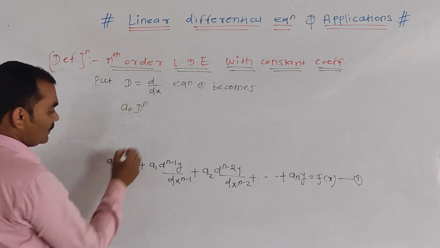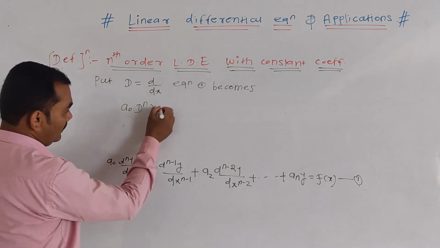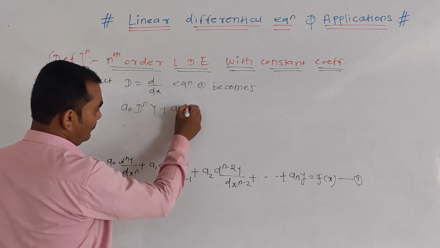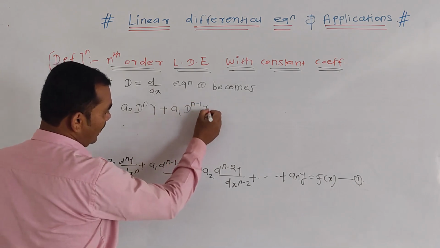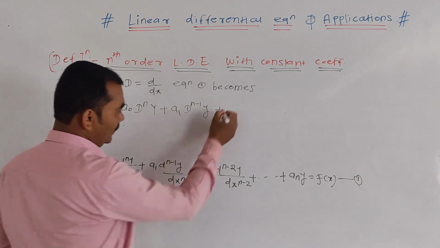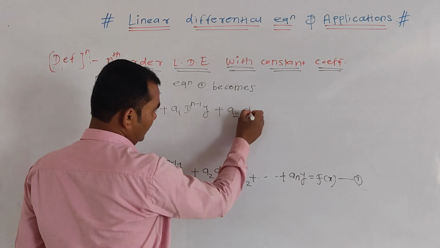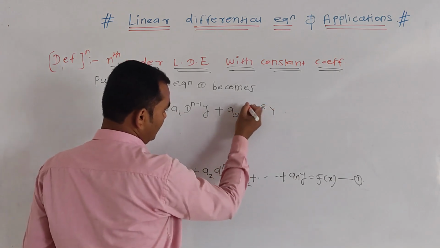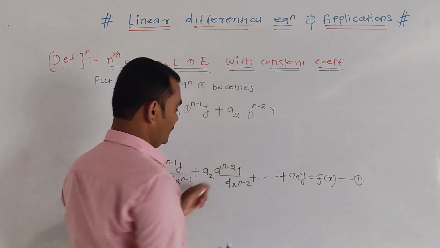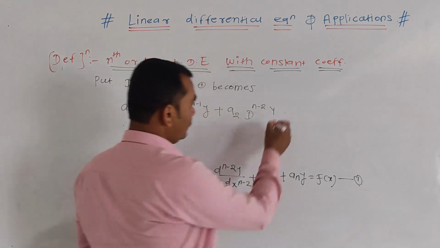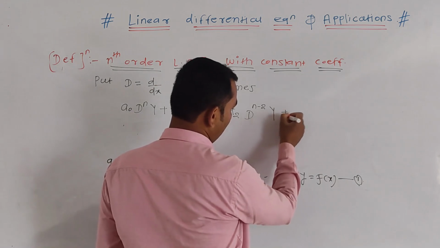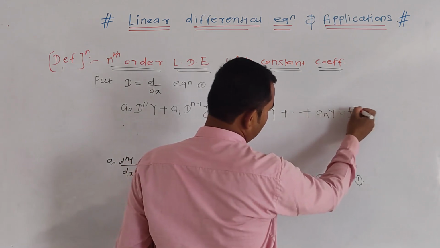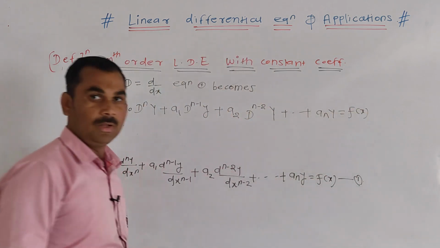तो कैपिटल D रिश्तो क्या बचेगा, D^n into y plus यहाँ पे क्या जाएगा a1, यहाँ पे D का पावर n minus 1 into y plus here a2 D raised to n minus 2 into y. Here is a capital D, because d by dx is capital D plus a and y is equal to f of x.